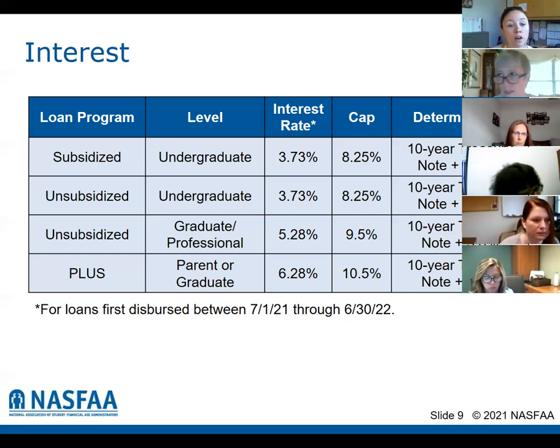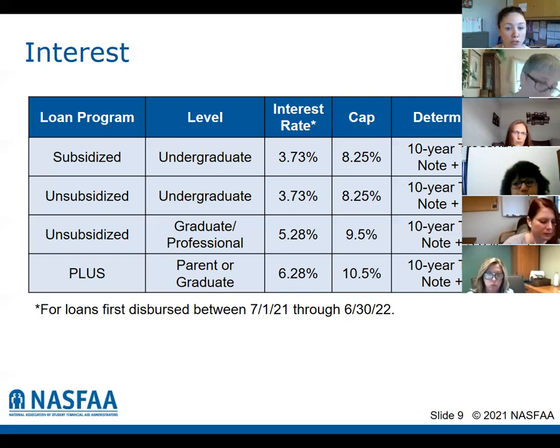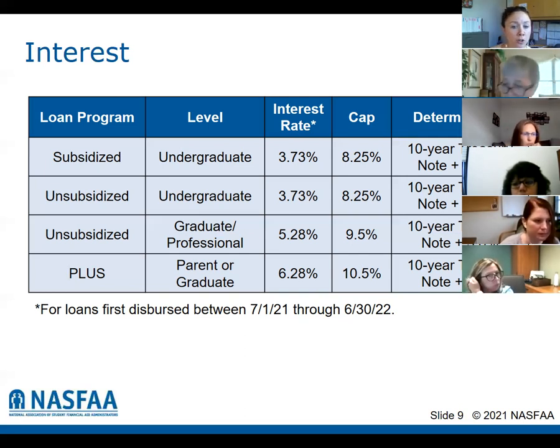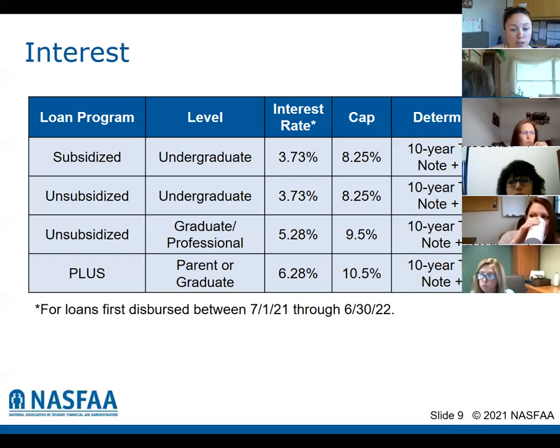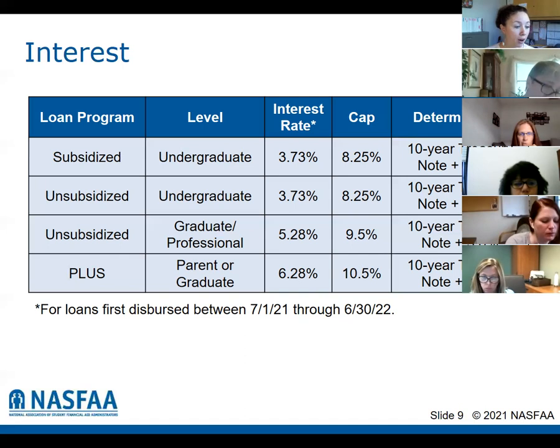But as you see, the undergraduate Stafford loans are always the lowest interest rate. We've got 3.73, which is really competitive. You are not going to get a private student loan for that low of a rate. And these are fixed interest rates, which just means that once the loan is originated and disbursed, that is always going to be the interest rate of that particular loan. It is never going to change. As you see, the graduate unsubsidized loan is going to be 5.28 this year, and the PLUS loan is going to be 6.28 for parents and graduate students. They're all fixed rate loans.